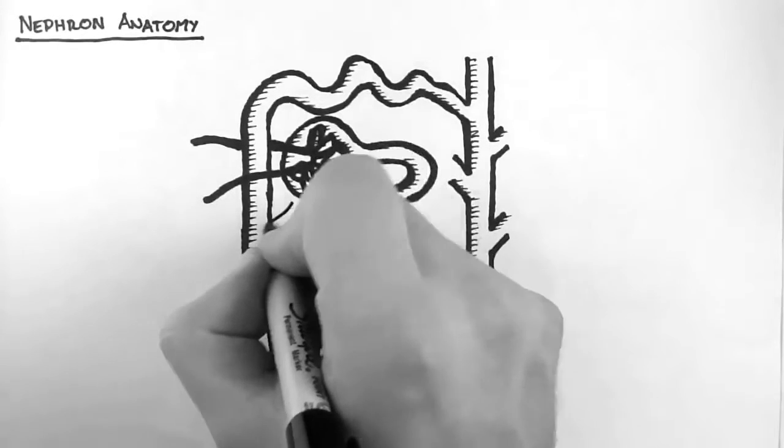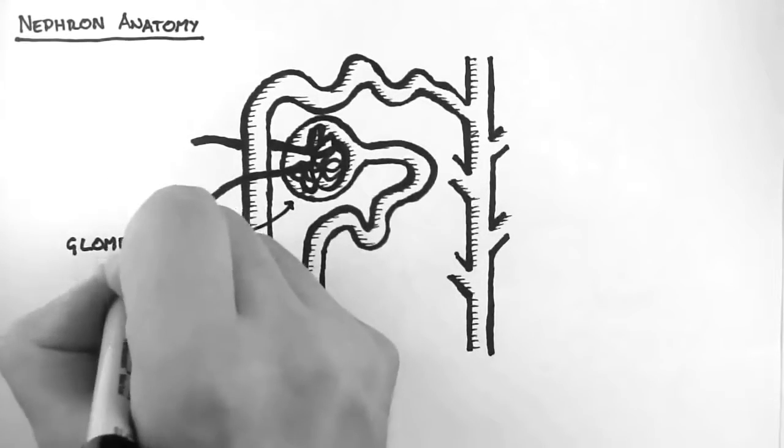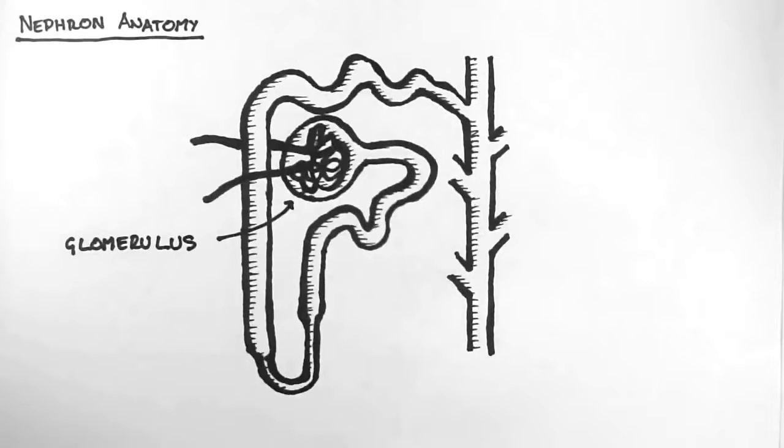So let's start at the beginning. Here we have the glomerulus, which is where the blood is filtered, and you can see a ball of capillaries inside the glomerulus. I'm not going to talk much about the glomerulus because it is covered in detail in the next video in the series.